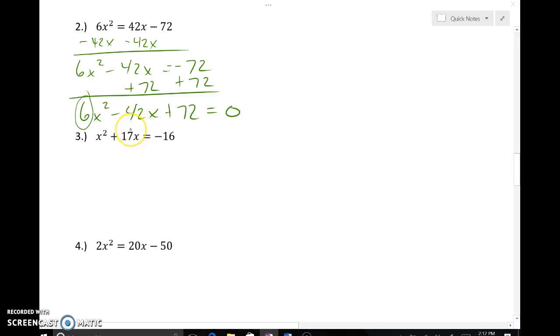Well, 6 goes into 42 7 times, and does 6 go into 72? It does go into 72. It goes in 12 times. So I'm going to factor out a 6 from all three terms, and I'm going to be left with x squared minus 7x plus 12, and all that's still equal to 0.